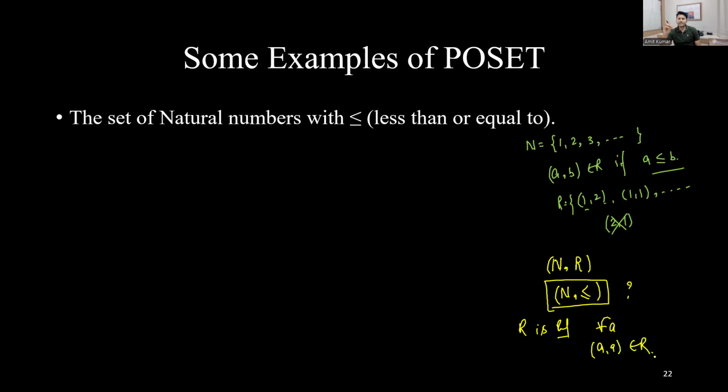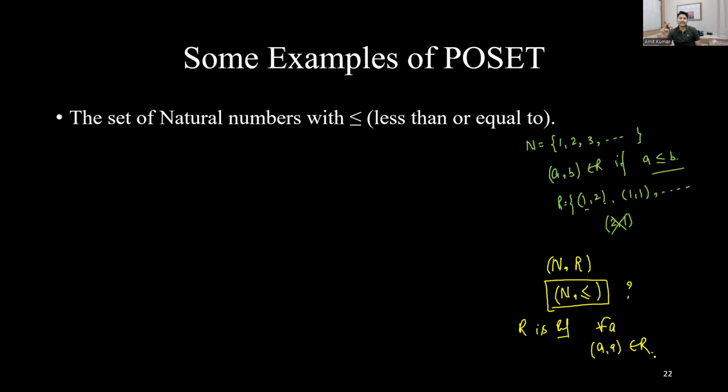Because every number is less than or equal to itself. 1 is less than or equal to 1, 2 is less than or equal to 2, 3 is less than or equal to 3. So for every A from the natural numbers, (A, A) is there in your R. Hence, the relation is reflexive. So the first condition is satisfied.